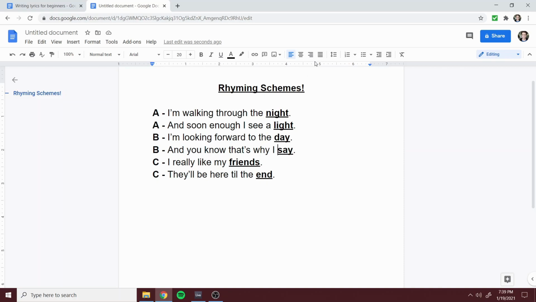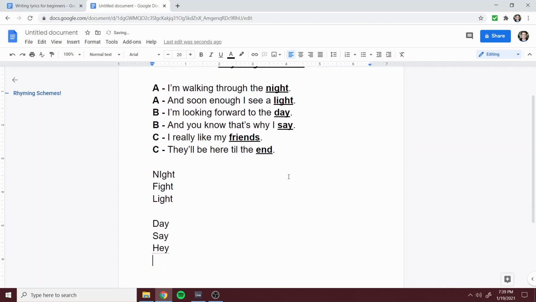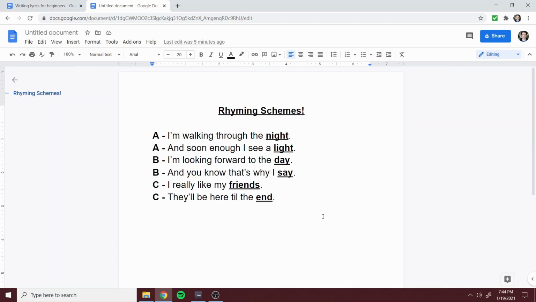And so you need to get familiar with different things, different words that rhyme, like night, fight, light, day, say, hey, different words like that. And you can Google them or you can just experiment, but make sure that you get familiar with those because you're going to be using those to rhyme in your sentences.